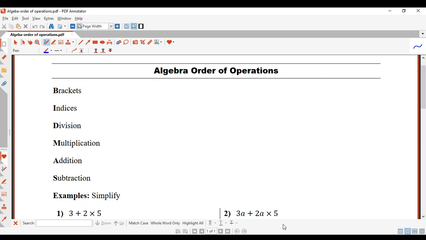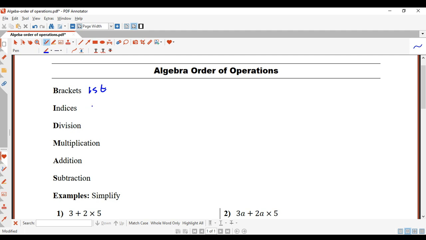Okay, we're going to look at BIDMAS, order of operations with algebra now. So we've done order of operations before, and we're just going to have a look at those rules again, but with algebra. Okay, so just reviewing what BIDMAS stands for. B is for bracket, so you do brackets first, if there's any brackets.